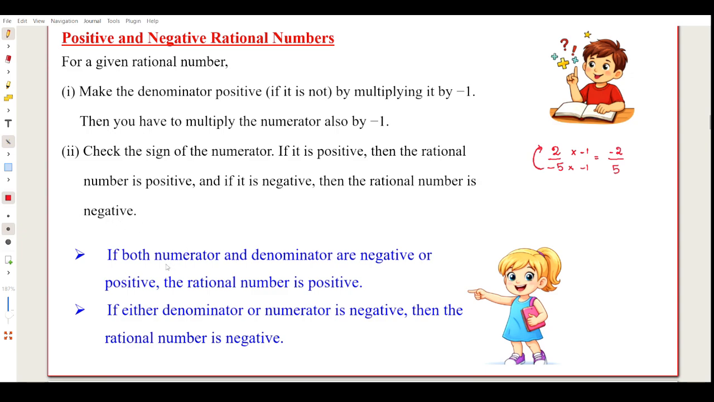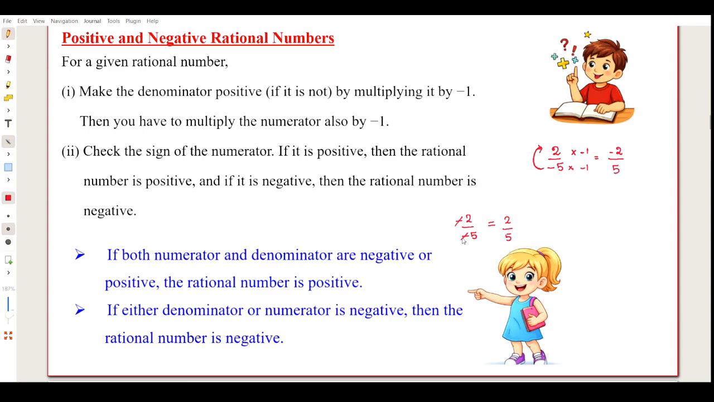In case both numerator and denominator are negative, for example minus 2 by minus 5, then it will become a positive rational number. How? The minus signs will get cancelled, so we get 2 by 5. So 2 by 5 is a positive rational number. We cannot say it is a negative rational number.